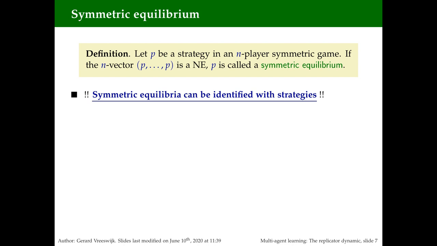So it's very important to realize that if you know a symmetric equilibrium, then you know the strategies of all players. And conversely, if you know the strategies of all players, and you know that you're dealing with a symmetric equilibrium, then this is enough information to constitute the symmetric equilibrium. So one strategy is sufficient, of course, to know the entire symmetric equilibrium.